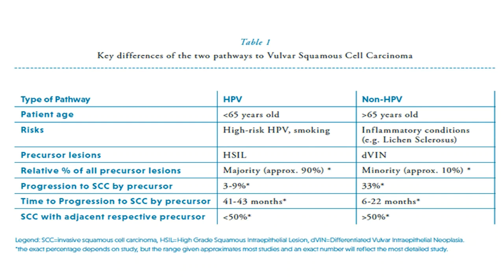Whereas HPV-independent squamous carcinomas usually occur in those more than 65 years old and are associated with inflammatory conditions like lichen sclerosus. They're associated with precursor lesions like dVIN, and the progression to SCC by precursor is almost 33%.